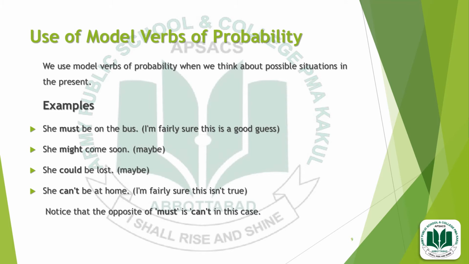she might come soon. So we have noticed here that we are not very much assured about the current situation. Same is the case with another example. She could be lost. Let's come to the last example. She can't be at home. Modal verb of probability can't is used in the condition when we are fairly sure that the present situation is not true. So we have noticed that modal verbs of probability must and can't are opposite of each other.